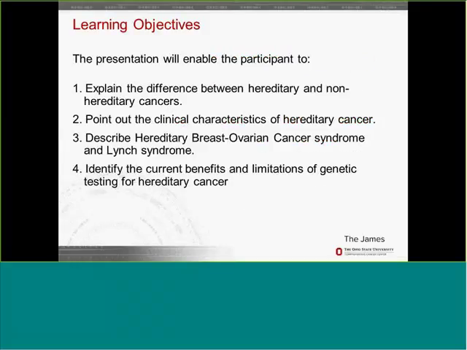My objectives for this presentation are just to explain the difference between hereditary and non-hereditary cancers so that you can more readily identify family histories that have characteristics of a hereditary cancer syndrome. Then, the two most common inherited cancer syndromes are hereditary breast ovarian cancer syndrome and Lynch syndrome, so I'll spend a little time on both of those, since they're going to be the ones you'll see the most frequently in your practice. And then I'll identify some current benefits and limitations of genetic testing for hereditary cancer.